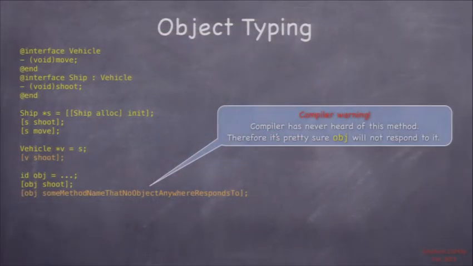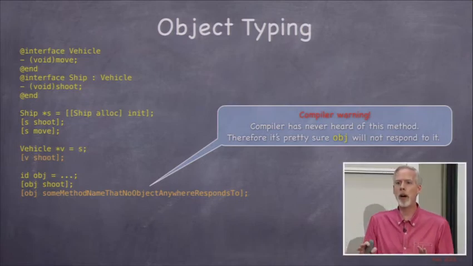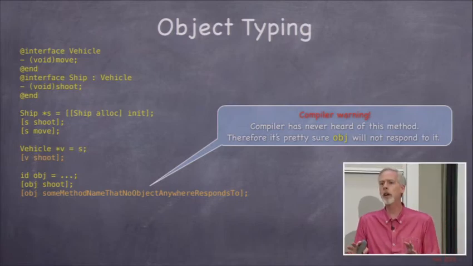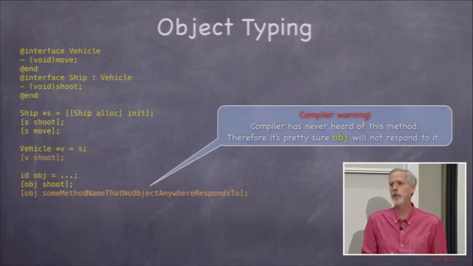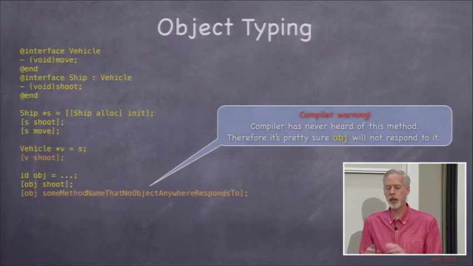If I say obj with some method name that doesn't exist, then it will warn me. If it can't find that method anywhere, no object that the compiler has ever heard of implements that method, then it'll at least warn you. Because then it's likely you had a syntax error, you mistyped it. And so the compiler is going to help you there.